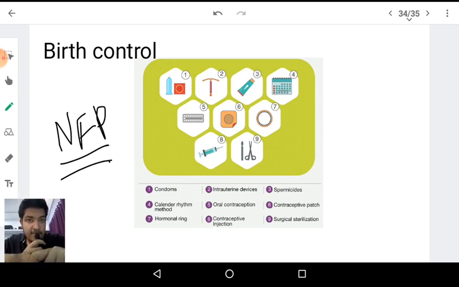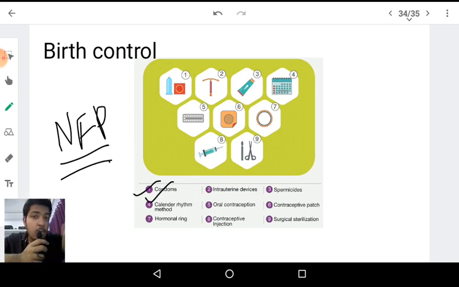Now what are contraceptives? Contraceptives are those devices which can prevent pregnancy, and these include the following. The first one is condoms, second is the intrauterine devices, third is spermicides, fourth is calendar rhythm method, fifth is oral contraception, sixth is contraceptive patch, seventh is hormonal ring, contraceptive injection, surgical sterilization, and so on. So we will study at least some of them to have a quick idea about whatever is there in our syllabus. First one is the condoms.